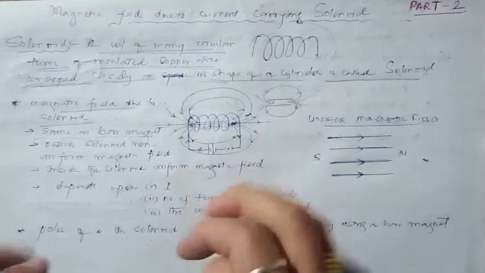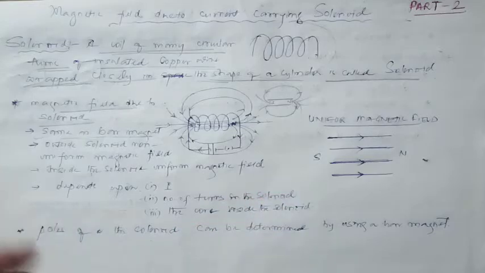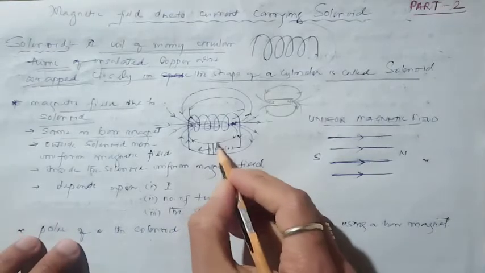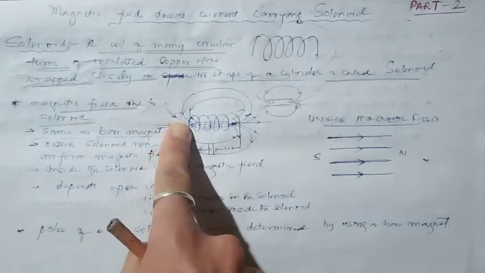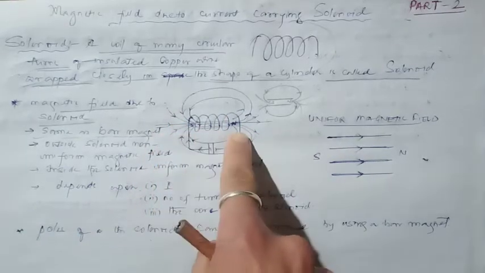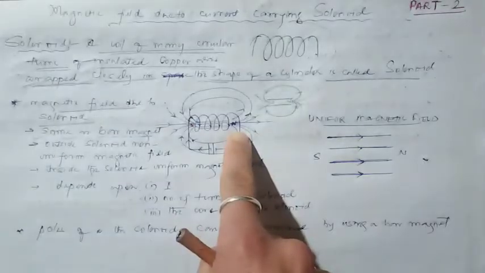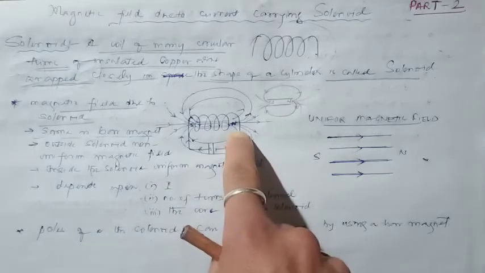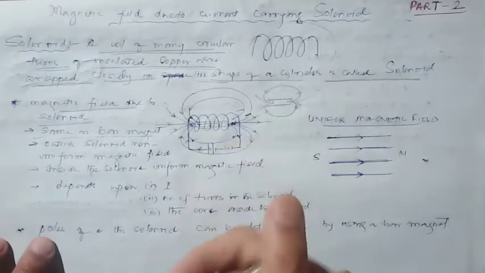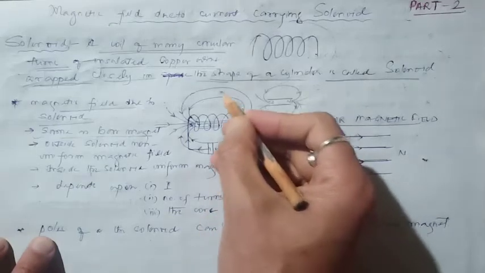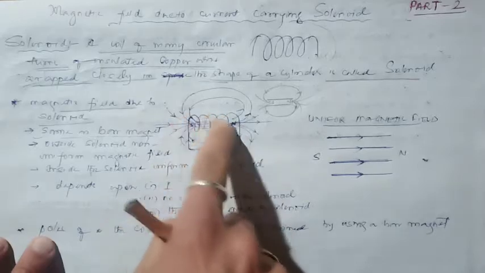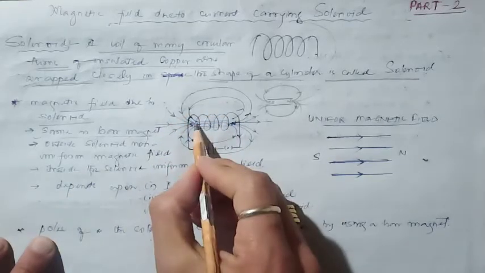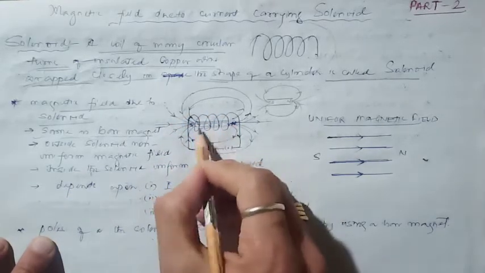If I reverse the polarity of the battery terminals, say if I make this positive and allow the current to flow this way, then this end of the solenoid will behave like a north pole and this end will behave like a south pole. So if this is the north pole, field lines will start from the north pole and terminate at the south pole. So inside the solenoid, the field lines will go from the south to the north.